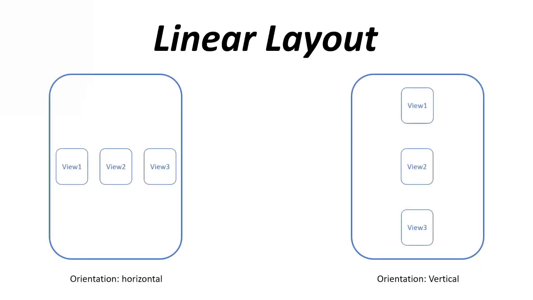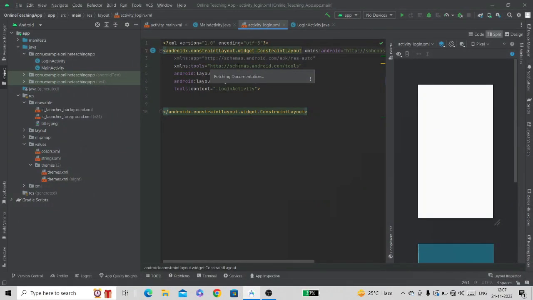Now let's start with the linear layout. A linear layout is like a container which contains the views in horizontal or vertical direction only, as shown in the screen. Now let's understand this in the code. We know that a layout is like a container, so let's see how a layout as a container looks like with the help of linear layout. So first change the layout to linear layout.